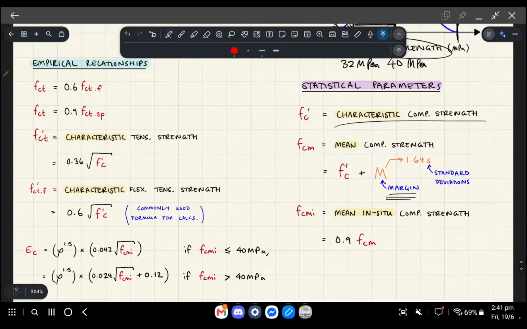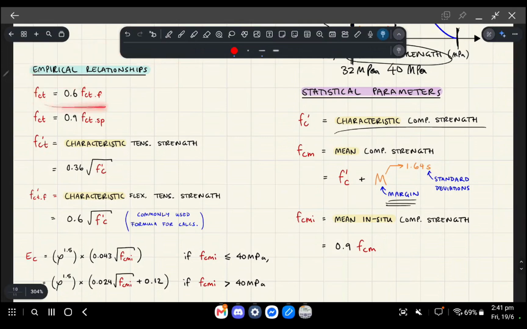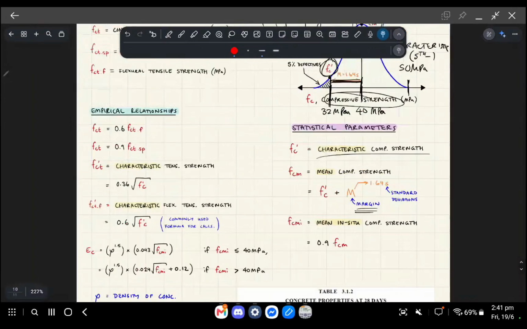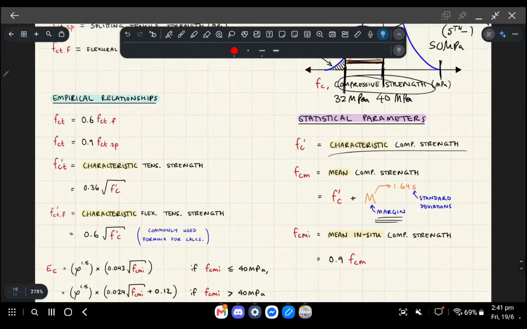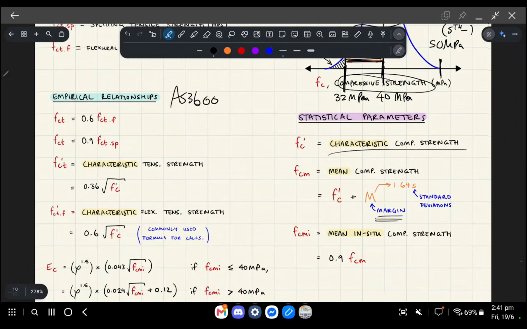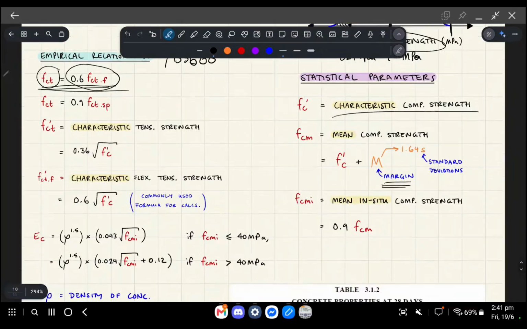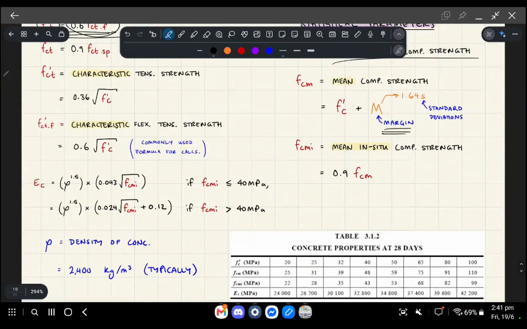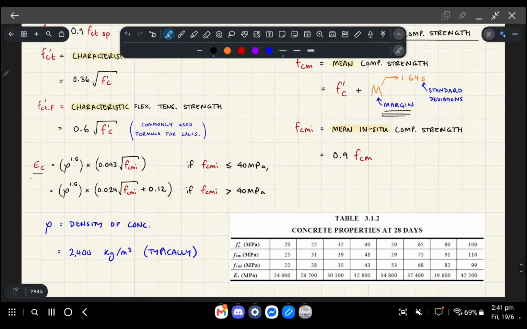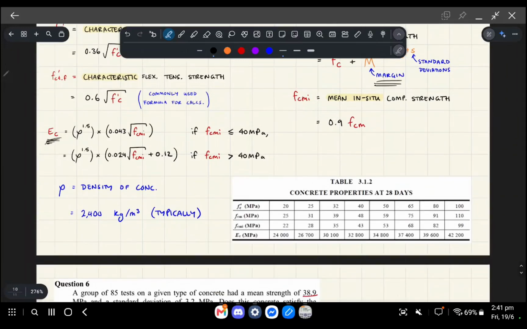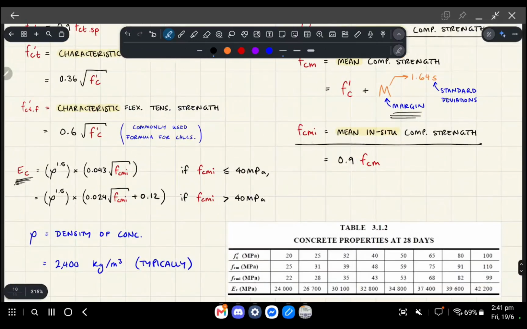You've also got all of these empirical relations. So these are ways that you can approximate one thing or another. And this is from AS3600. So from the concrete code, you can approximate the tensile strength, sorry, the flexural tensile strength through the tensile strength or vice versa. And then you can see all the other ones here. And then you can also approximate the elastic modulus, all right? So, oh, and then one more is the mean in situ compressive strength.